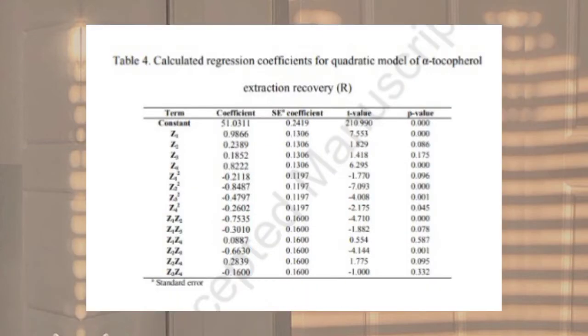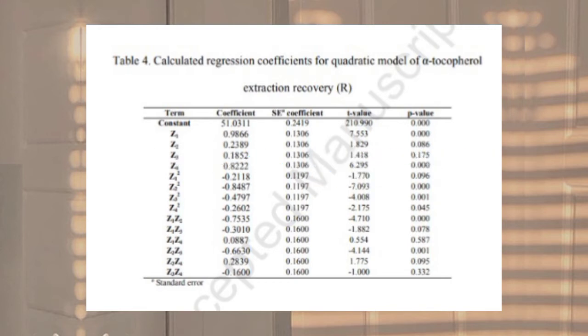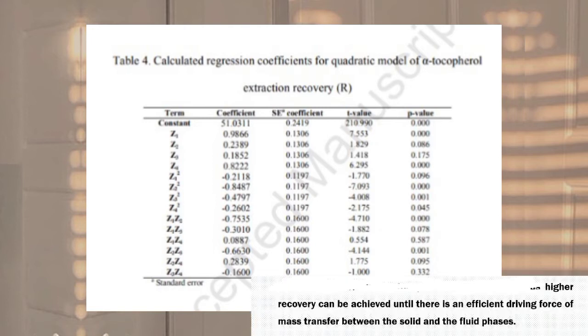Table 4 reveals that increasing dynamic time has a very significant positive linear effect and a significant negative quadratic effect on R. The positive effect of increasing dynamic time on R is attributed to the higher intake of fresh SC-CO2 for alpha tocopherol extraction. Hence, higher recovery can be achieved until there is an efficient driving force of mass transfer between the solid and the fluid phases.